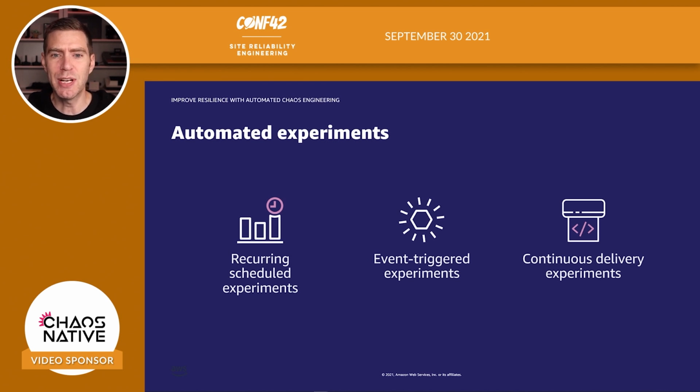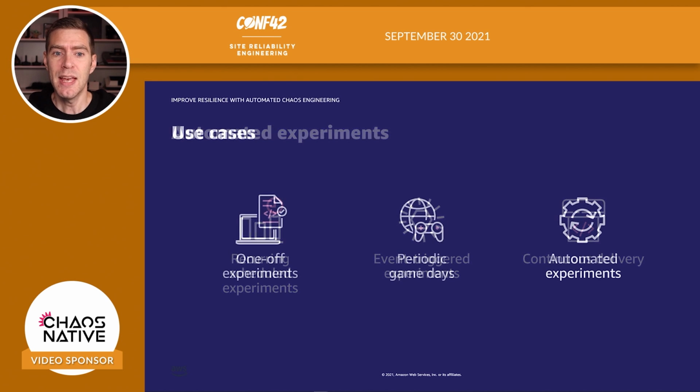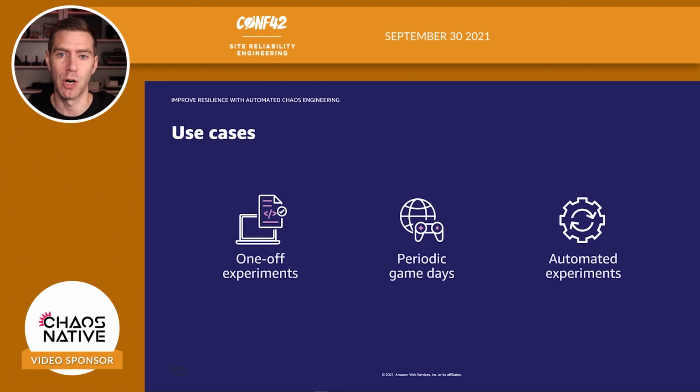So should you then stop doing one-off experiments and the periodic game day? Well, no, you shouldn't. They should still be at the core of your chaos engineering practice. They are a super important source for learning, and it helps your organization build confidence. But now you have yet another tool to help you improve the resilience of your system, the automated chaos experiments.